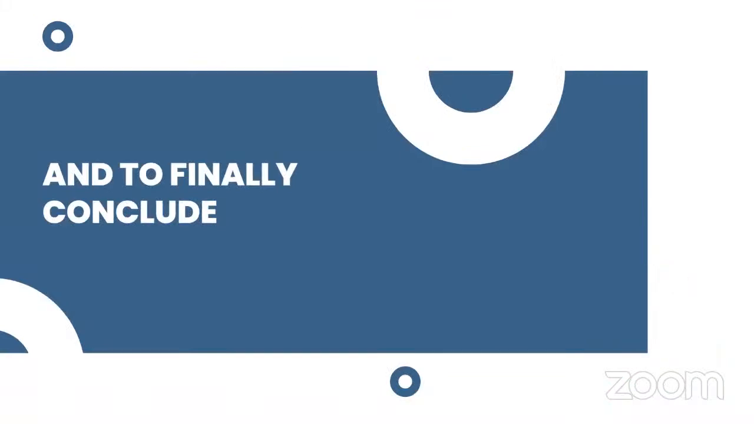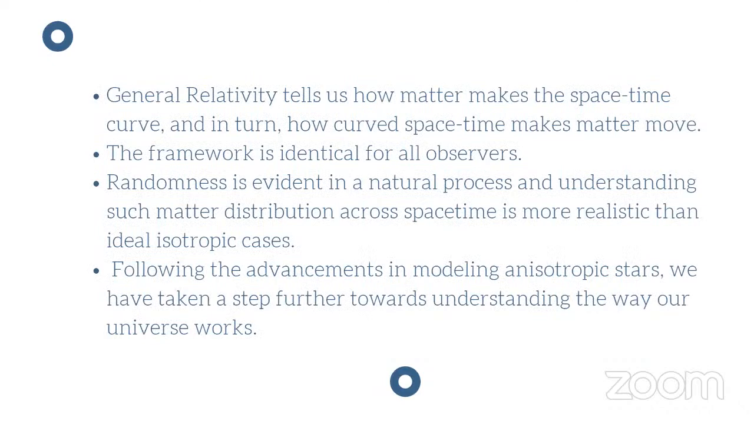Thank you, Mainak. So after all of these observations, after initially learning the mathematics, then applying it to various examples, we finally conclude that we understand how general relativity affects space-time: how matter makes the space-time curve, and how the curvature of the space-time tells matter how to move.